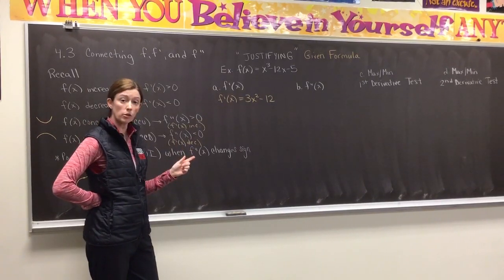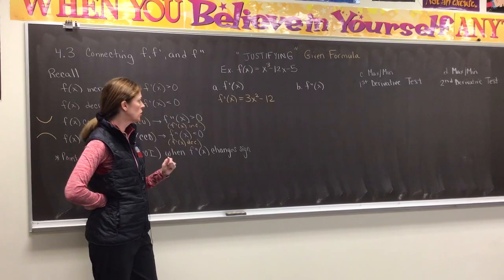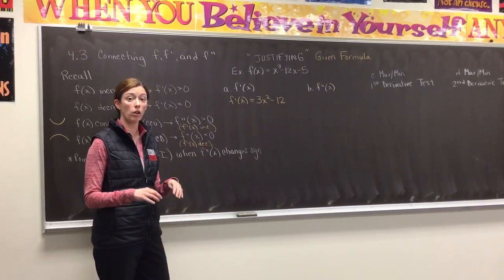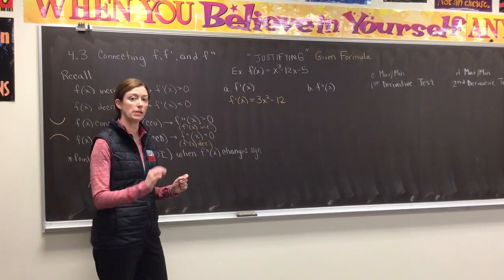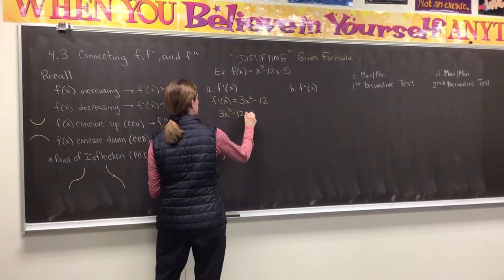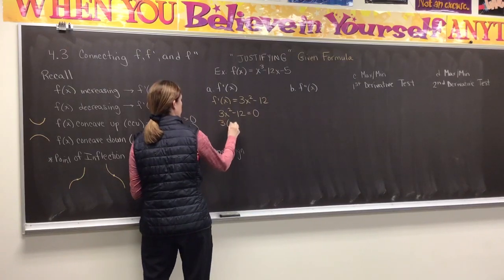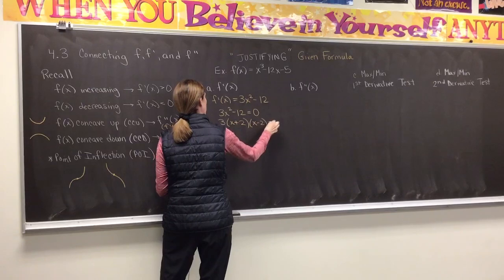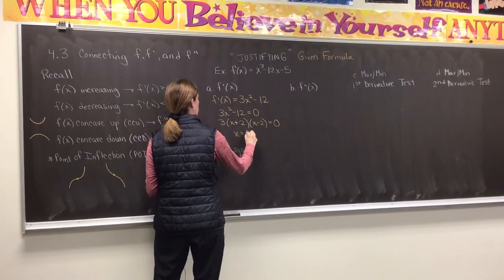Do I see the word absolute? I do not. Do I see endpoints? I do not. So at best, all I know is these are relative mins and maxes. I'm going to set my derivative equal to 0. Do a little GCF, a little factoring. Okay, I come up with two critical values of negative or positive 2.